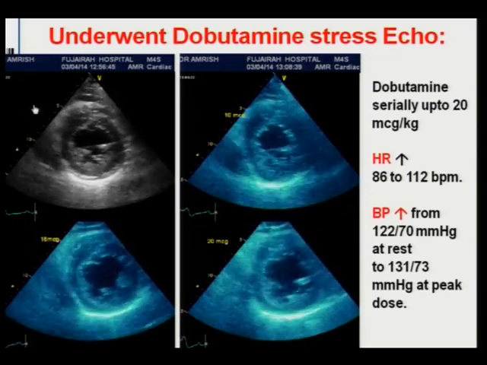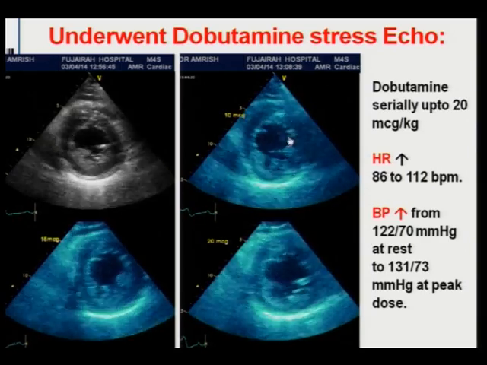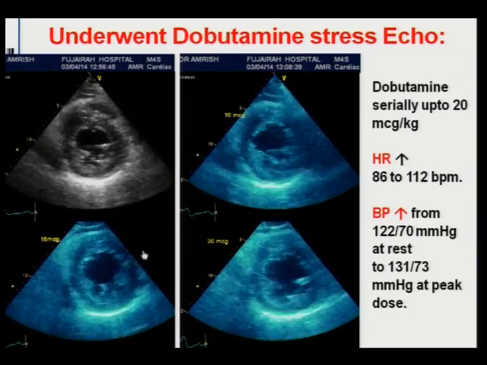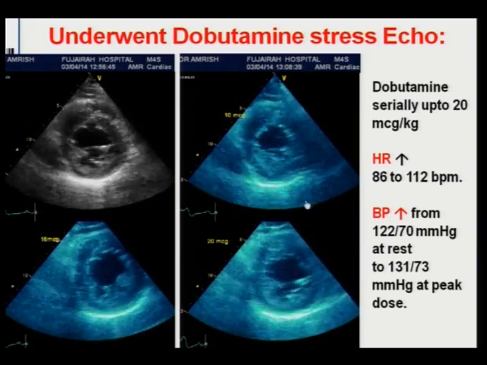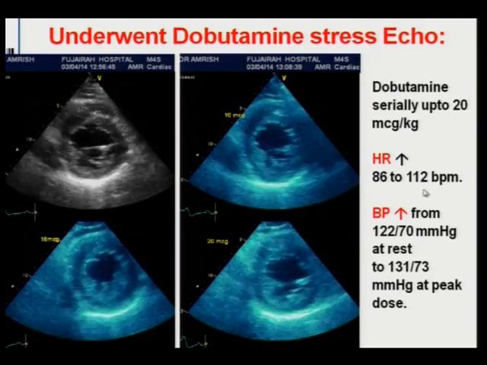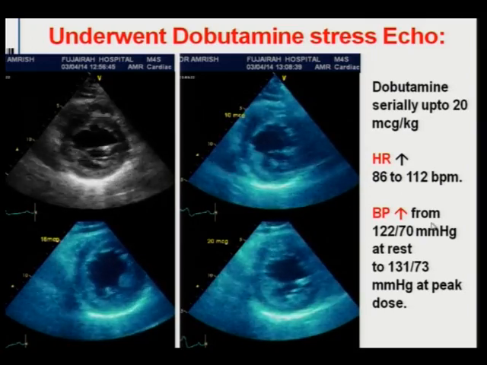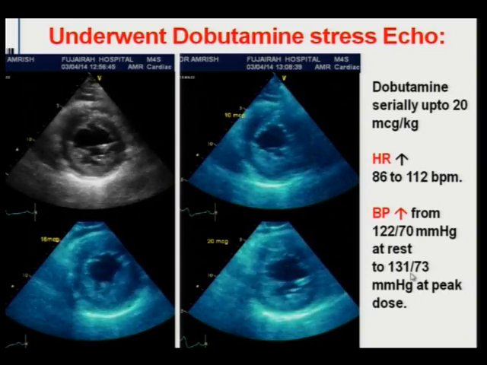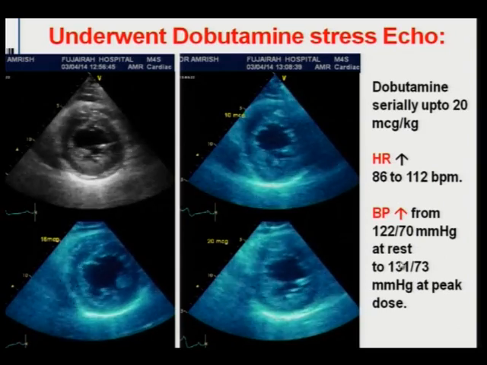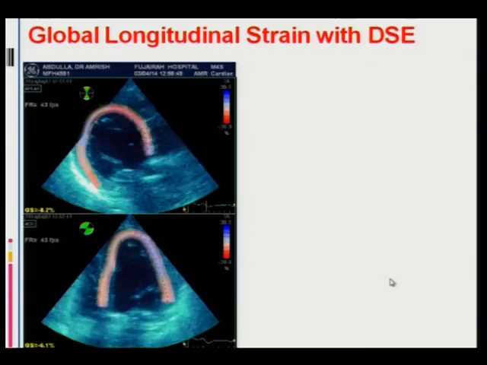And you can see, as we jacked up the dose of dobutamine, from 10 microgram to 15 microgram to 20 microgram, the heart rate went up from 86 to 112 beats per minute, and the blood pressure increased from 112 by 70 to 131 by 73 at the peak dose. So this patient exhibited a good response to dobutamine.